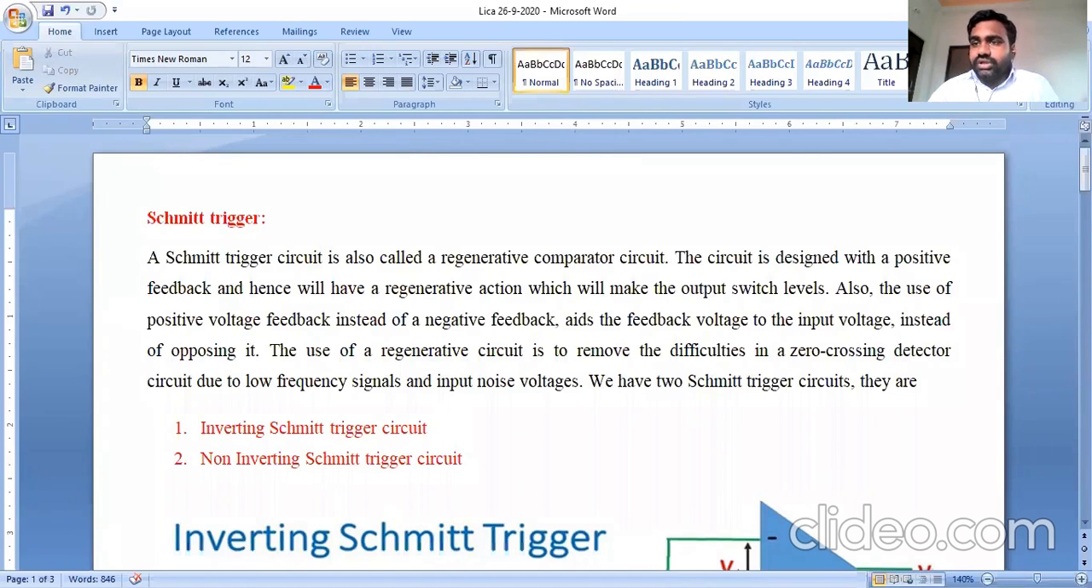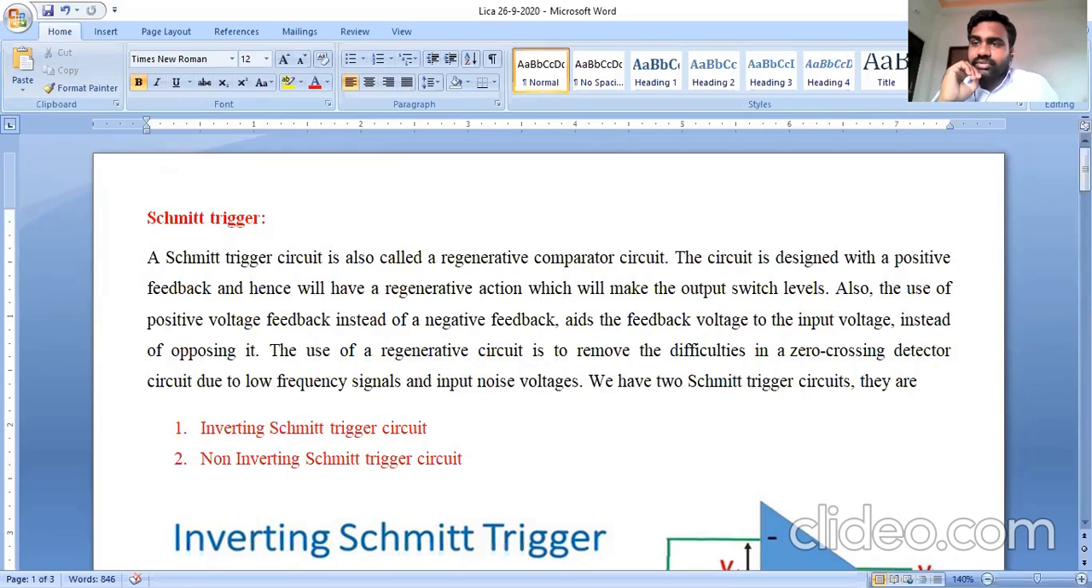We also observed the characteristics of the comparator, and the difference between the output waveforms of an ideal comparator and a practical comparator. In the last class, we just started the Schmitt trigger, also called a regenerative comparator or regenerative feedback circuit. Why is it regenerative?